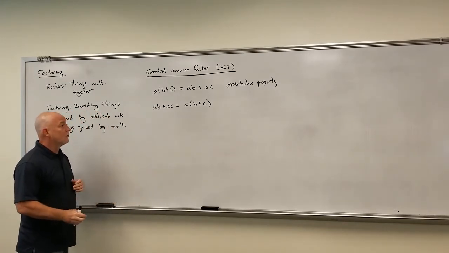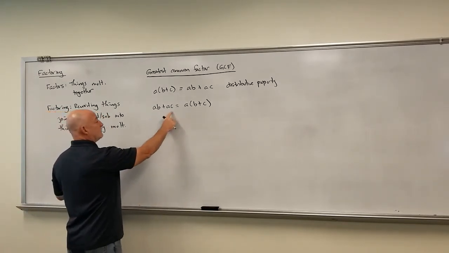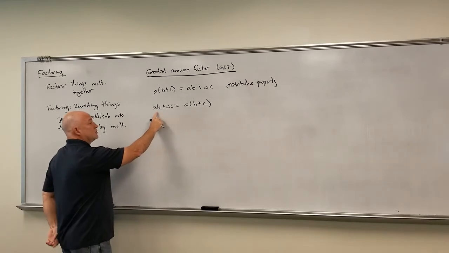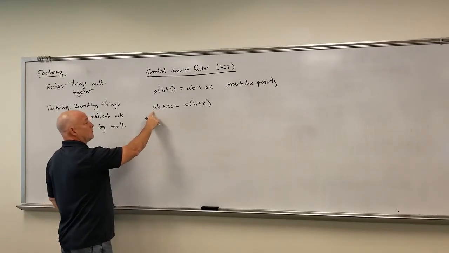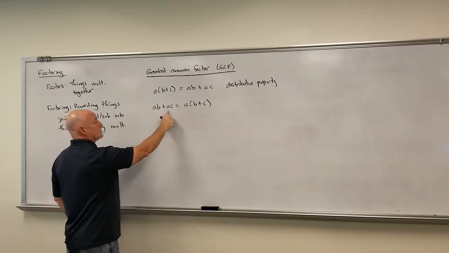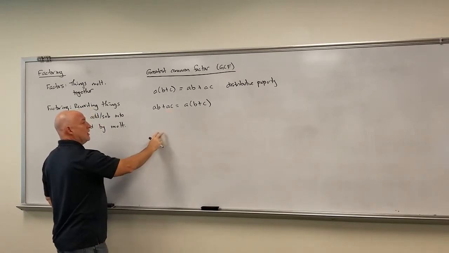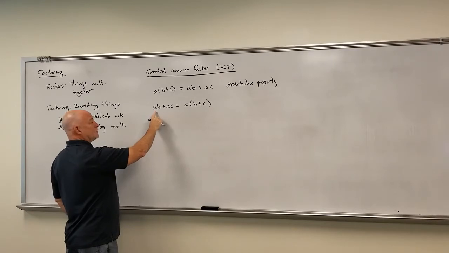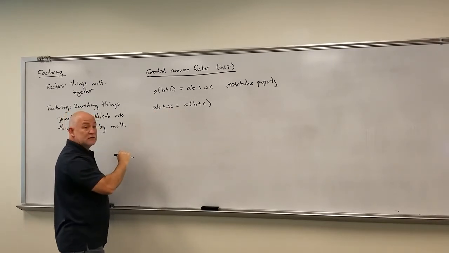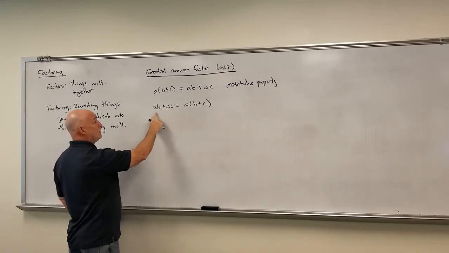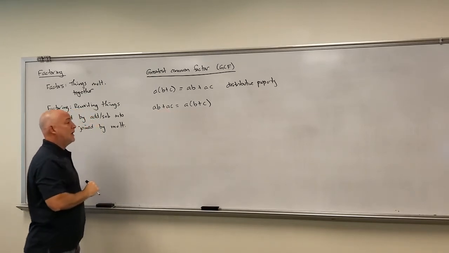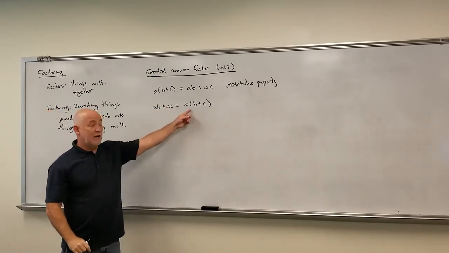So let's go through a little bit of the terminology. On the left-hand side, the first term has two factors. It has an A and a B. The second term also has two factors. It has an A and a C. So if we're looking at all the factors in the first term and comparing them to all the factors in the second term, they have a common factor. Both terms have an A. This tells us how to factor it out.